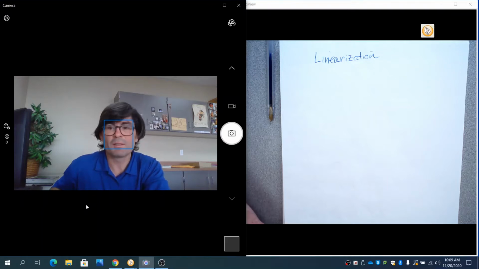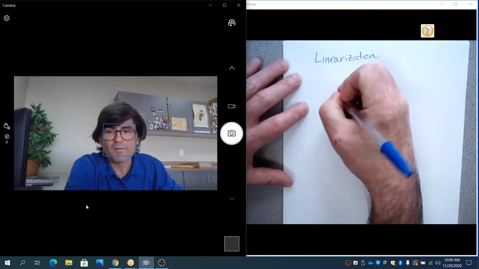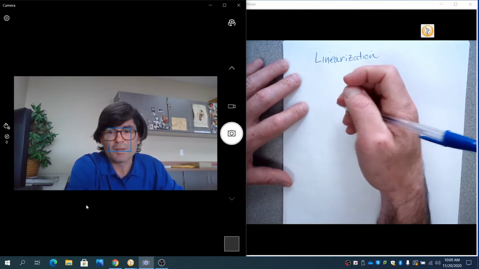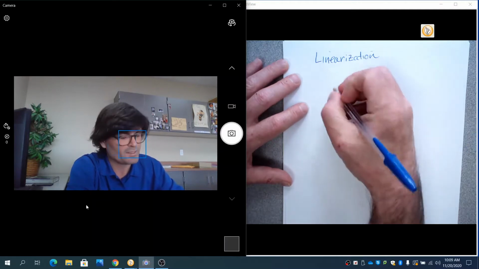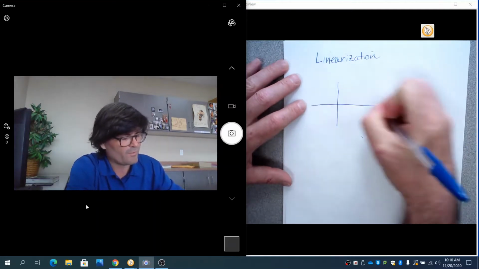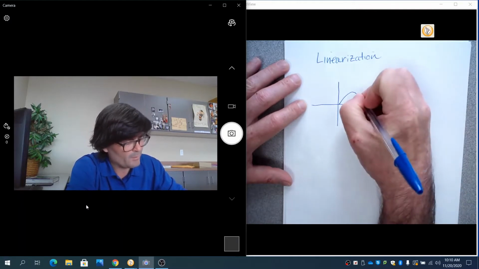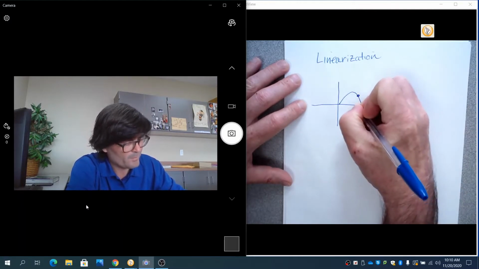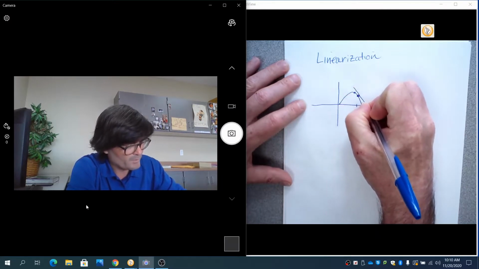Hello, in this video we're going to discuss linearization, which is an approximation technique, and it uses the concept of functions in a local area around a point being roughly linear, almost no matter what the function is. If you have a sine curve, for example, and you know this point right here, if you want to approximate that point, you draw your tangent line.